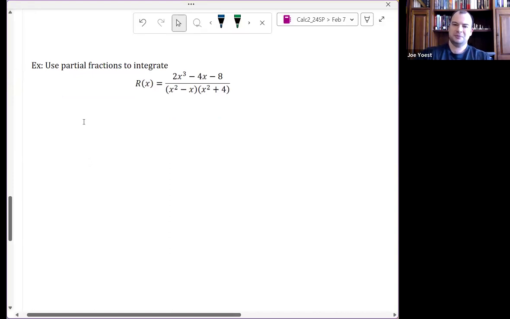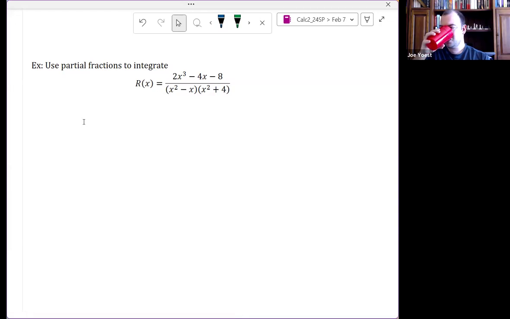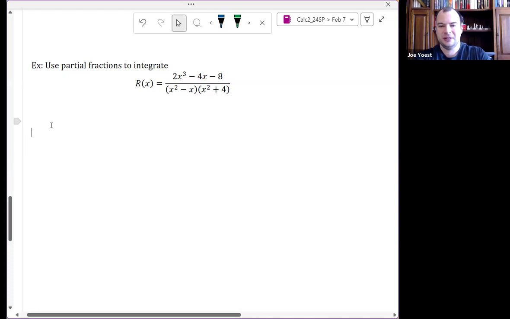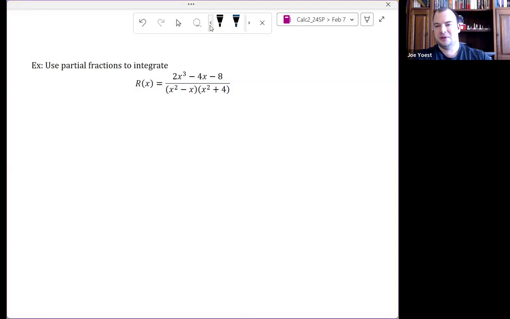Okay, next example. Use partial fractions to integrate this rational expression. And also, because these problems just take a while to do, I will post a supplement going through a couple more of these. So I know that these take a while to do, and you don't get to drill a whole lot of them.